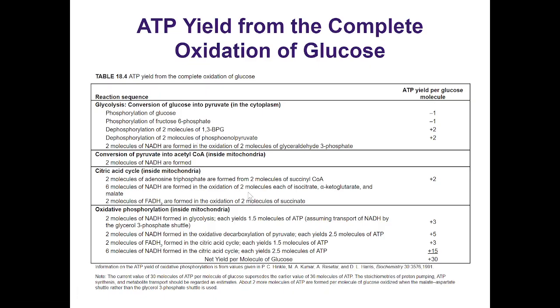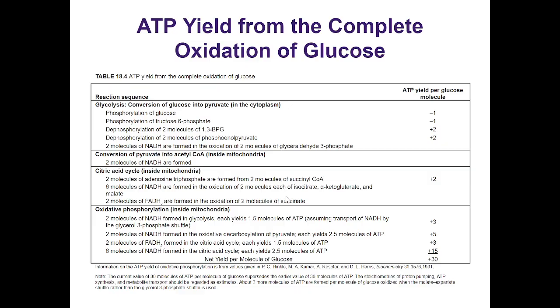The citric acid cycle, again, inside the mitochondria, is going to have 2 molecules of adenosine triphosphate. These are going to be formed by our 2 molecules of succinyl-CoA. Those are those 2 ATPs coming out of our circle each time we looked at it. 6 molecules of NADH are going to be formed in the oxidation of our 2 molecules each. Remember, again, we're going to be doing the citric acid cycle twice because the glycolysis produced 2 things to go into the citric acid cycle, right? So we need to do that twice, each time.